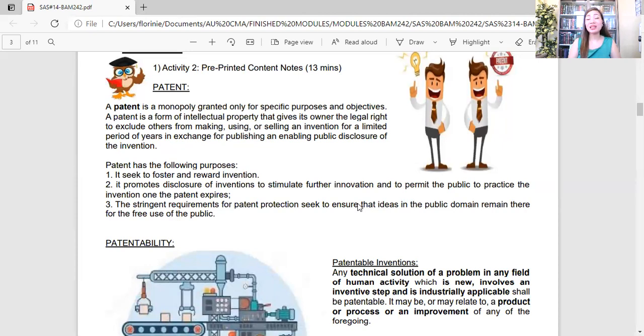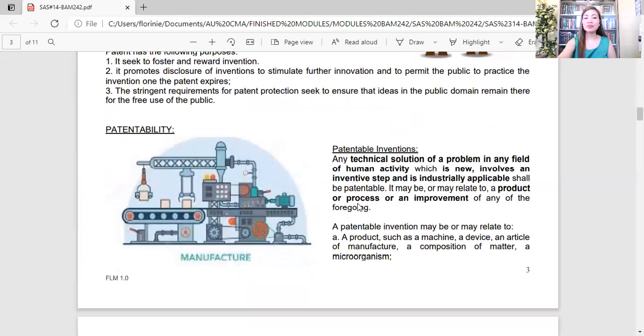So pag-usapan natin patentability. Lahat ba pwedeng ipapatent? Porket naka-invent ko ba ng isang bagay, ibig sabihin pwede mo na ba siya agad ipapatent? So pag-usapan natin yung patentability. So ano nga ba ang mga patentable inventions? So sabi dito, any technical solution of a problem in any field of human activity which is new, involves an inventive step, and is industrially applicable shall be patentable. So it may be or may relate to a product or process or an improvement of any of the foregoing. Okay, so a patentable invention may be or may relate to the following.